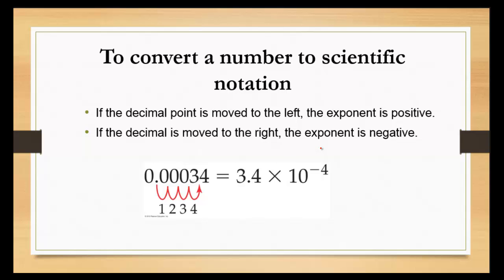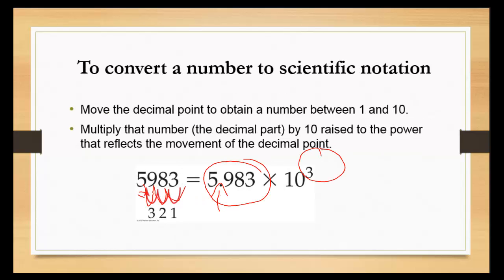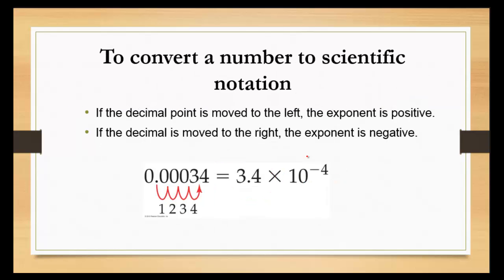If the decimal is moved to the left, such as it is here, the exponential is positive. If it's moved to the right, like it is here, notice it's times 10 to the negative 4. 1, 2, 3, 4. 3 is the first non-zero number, so I want to put it behind the 3. So 3.4 is my decimal portion. I moved it 4 times to get it there, so it's times 10 to the negative 4.